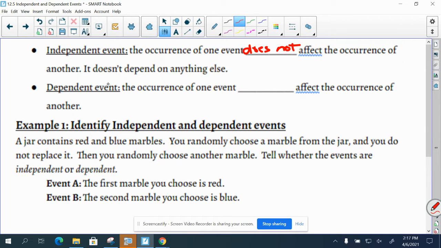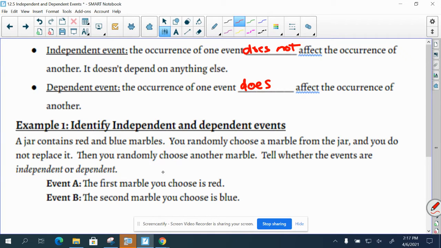But what you eat for breakfast might depend on what's in the house or how hungry you are. So that would be like dependent events. The occurrence of one event does affect the occurrence of another. So maybe you had a really big late night snack and you're not that hungry for breakfast, something like that. That would be dependent. So here it says a jar contains red and blue marbles.